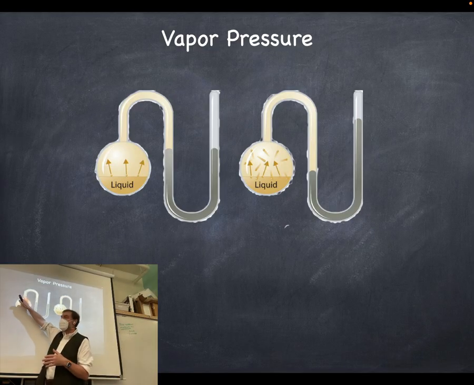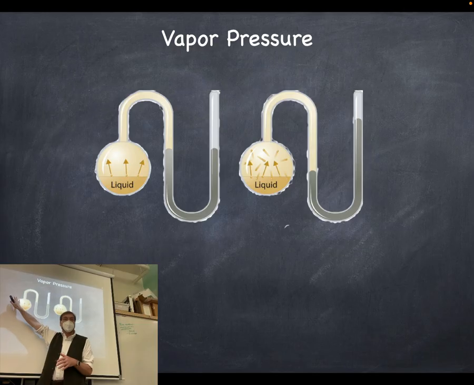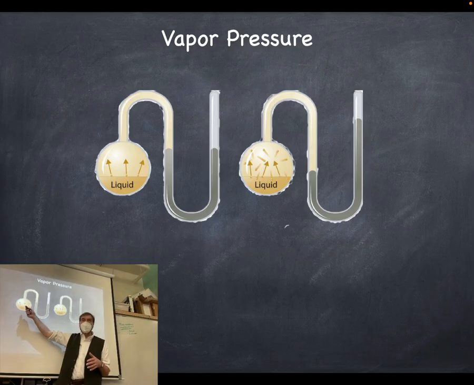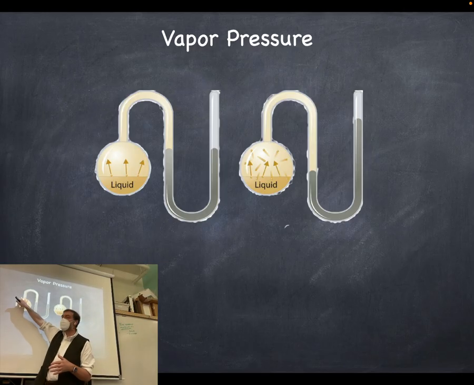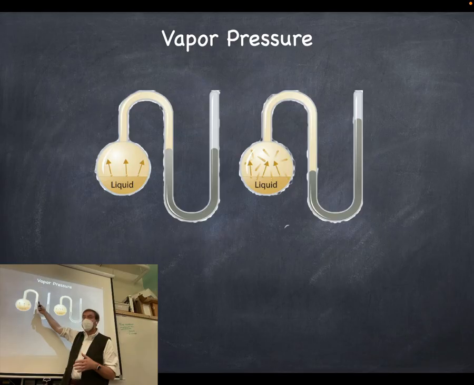I start off with an empty container. Okay, so imagine I have this glass bulb with mercury inside here and it's empty. I inject some liquid into this glass bulb. That liquid begins to evaporate. So I have gas particles that are leaving the liquid state. They're evaporating and turning into a gas. That gas builds up inside this bulb, creating some pressure inside here.